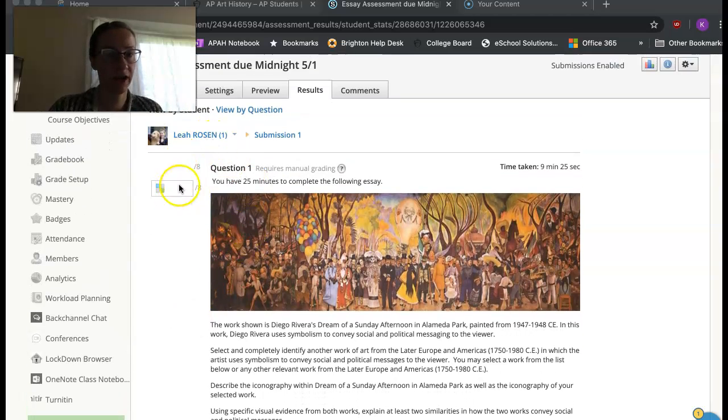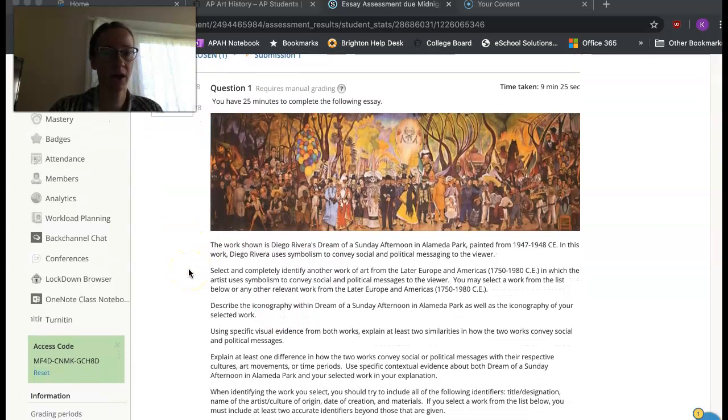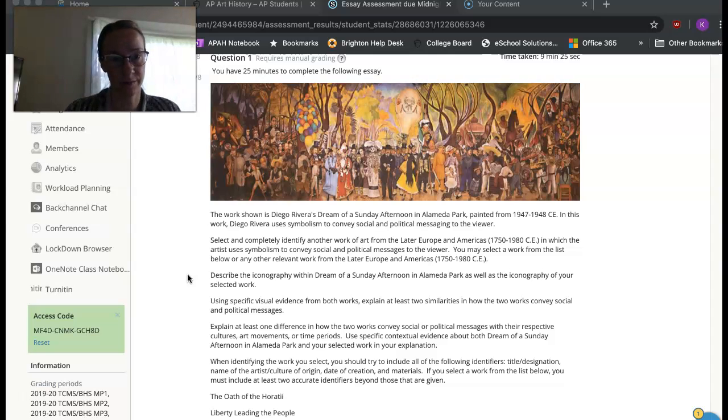So I'm on Leah's page. I haven't graded it yet, so we won't look at hers. We're just looking at the question and the rubric. All right, so a couple little things before we get into the big one.